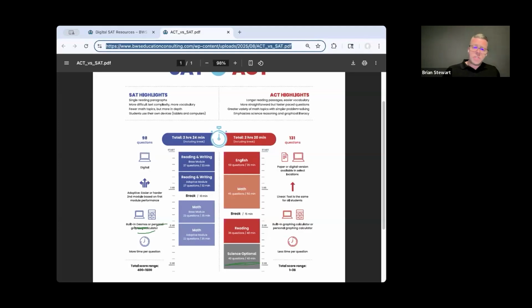Now, as far as differences between these, let's talk about some major differences here because there are a lot of similarities, but there are some major differences. So one big thing is that on the SAT, they have short reading passages. Each reading passage is just about a paragraph, no more than 150 words. Now, just because it's short doesn't mean it's easy.